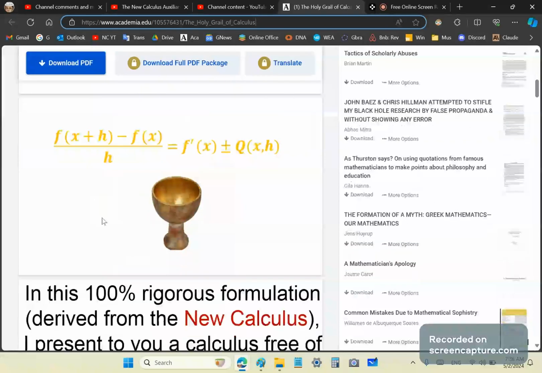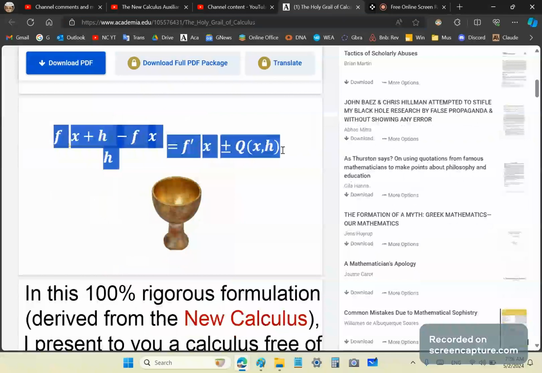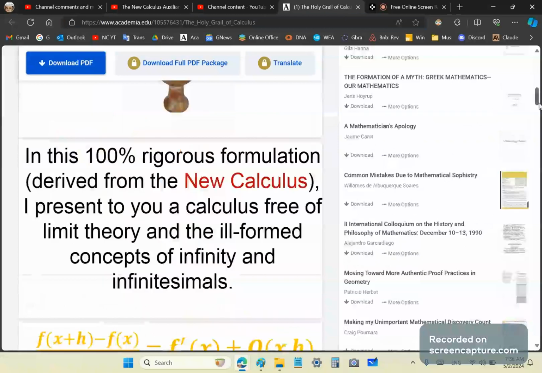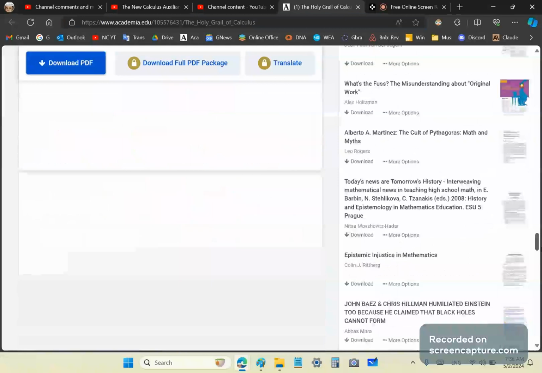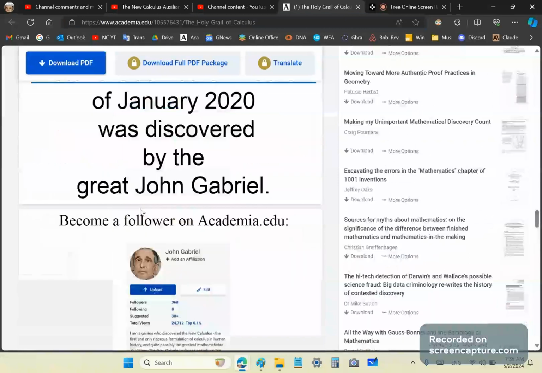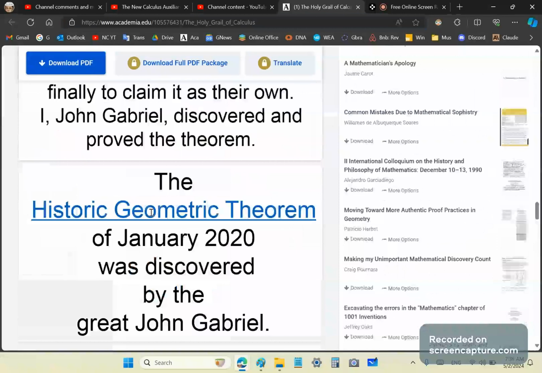But all Weilberger can do is what Berkeley did, which was to say that it's not true. Well, what you're looking at there is a very simple identity, which comes from the Holy Grail, the geometric theorem, which I prove in this link here. Let's just see if it's still there. Yeah, okay. So what they've done here is they've disabled the links, so you can't go to the link from here. But if you look at the detail section, I actually talk about the historic geometric theorem.